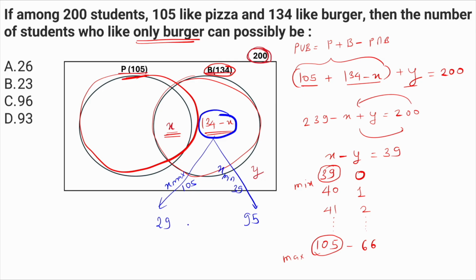That means my answer should lie between 29 and 95. The only answer option in this range is the D option, 93. And that's the answer to my question. The number of people who like only burger can possibly be 93.